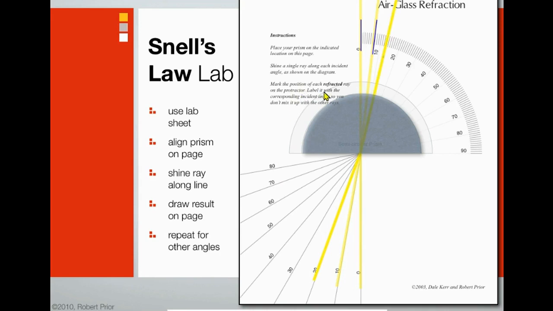But it is recommended that you mark the position of each refracted ray on the protractor with a line like that, using a ruler, of course. Label it with the corresponding incident angle so that you don't mix it up with other rays.